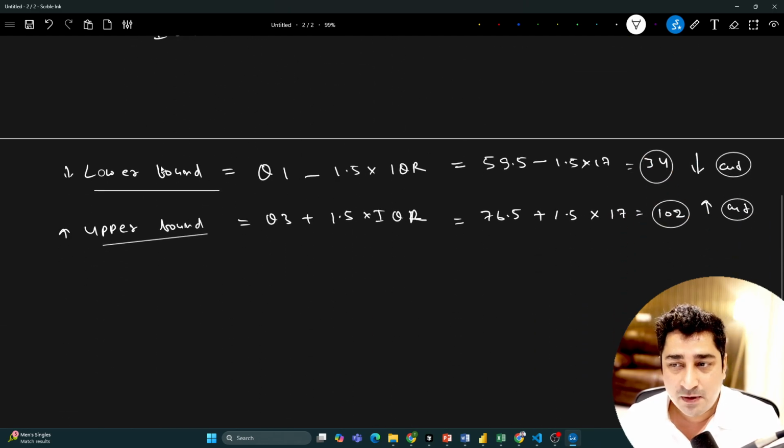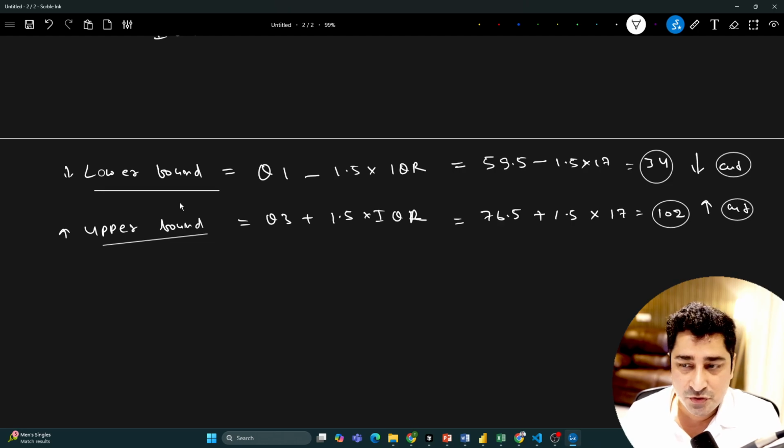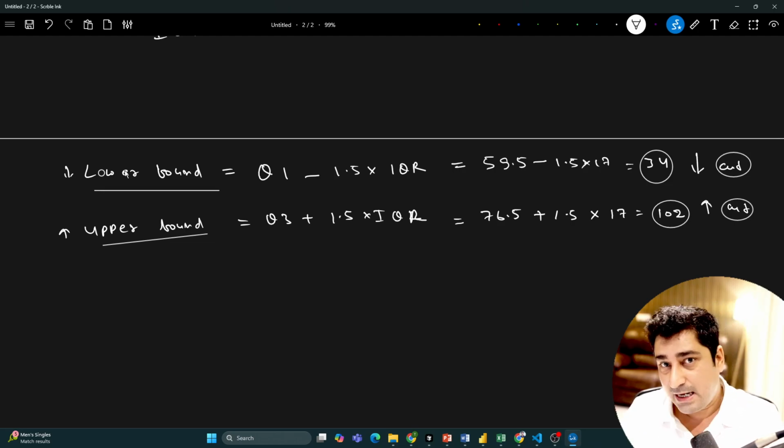Now with the help of this IQR, we do box plotting, by the way. That is something I'm going to show you. Box plot is going to show you exactly the same calculation that we have done here. At the end of the day, my objective is to find the outlier. With the help of IQR, I'm able to find the outlier on the downside or lower side, and the outlier on the higher side.